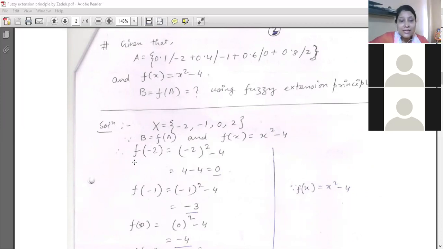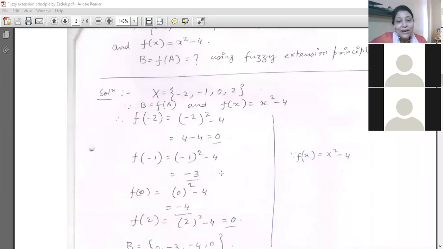Now, this is f of -2, and f of +2. Here also we have the same situation. If we have f of -2, then -2 whole square minus 4 gives you 0. And if we are dealing with f of 2, then also we have the same value, which gives us 0.